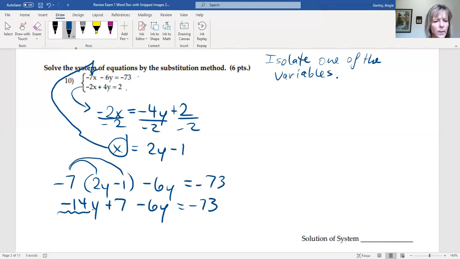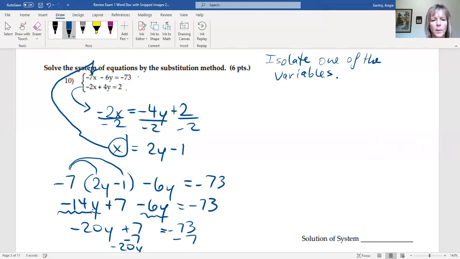Okay, now we combine like terms. They're on the same side. So I borrow $14, I borrow $6, I owe $20. I don't do the opposite to it if I'm combining. And then now you're going to subtract 7.